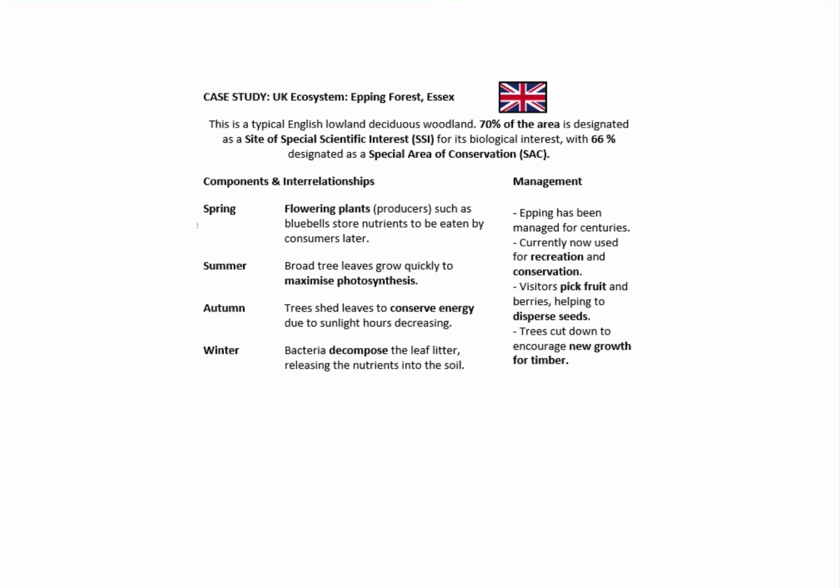Think about how it's being managed, so think about what they're doing to encourage new growth, so they're constantly trimming things back. They're trying to maximise photosynthesis in the summer. In the winter, bacteria are going to decompose lots of that leaf litter. So these points here, or these components that I've put in, would help you to explain that nutrient cycle in action.